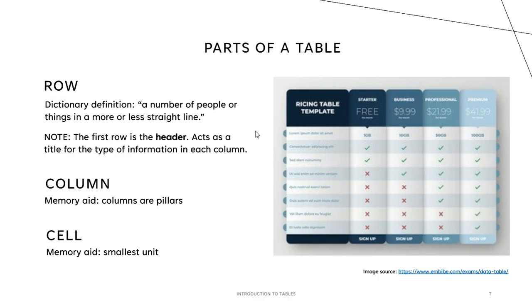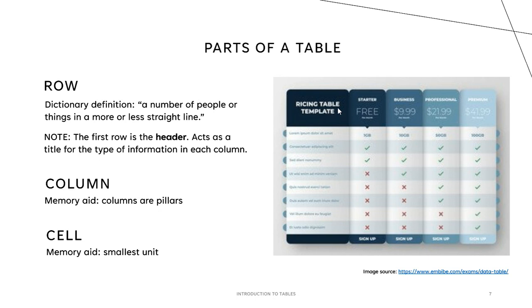We've talked about rows and columns a few times. These are important parts of a table. The row is the section of the table that goes from left to right. And the first row is a special row. It's called the header row or the header. It acts as a title for the type of information in each column.